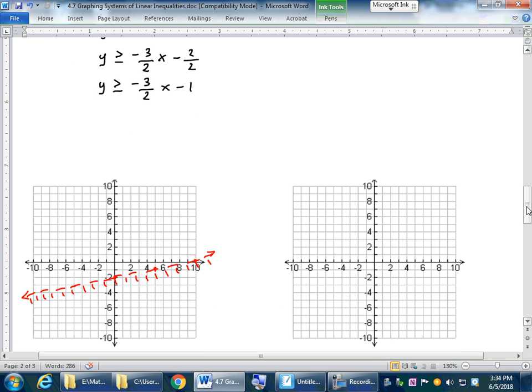My y-intercept is -1 right here. The slope is -3 over 2, so go down 3 units: 1, 2, 3 units, and to the right 2 units, which is right here. And continue, go down 3 units and to the right 2 units, which is another point right here. Now we know that this is a solid line, so I'm going to draw a solid line.